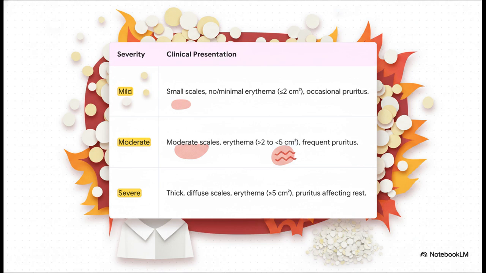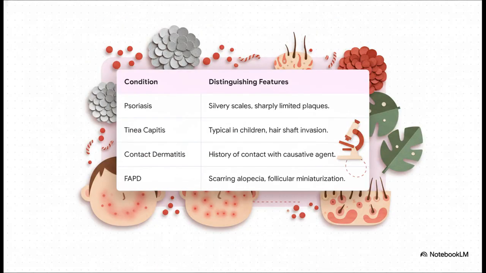Distinguishing SSD from its lookalikes is a classic board question, so let's run through the key differentiators. Psoriasis: you're looking for sharply defined plaques with silvery white scales, not the greasy yellow ones of SSD. On dermoscopy, the buzzwords are red dots, globules, and twisted red loops. Tinea capitis? The biggest clue is usually the patient's age. It's much more common in kids, and a trichoscopy will show you fungal invasion of the hair shaft itself.